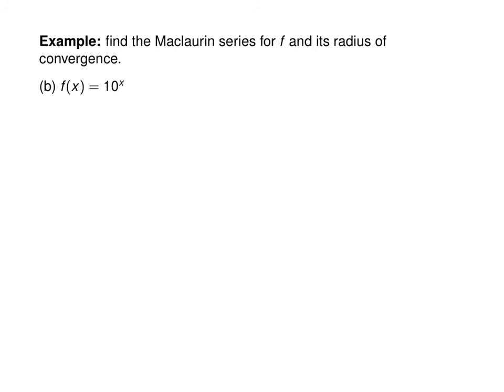Right, 10 to the x doesn't seem like something immediately obvious where we can work this out, but we have a formula for e to the x. There must be some way to make this work. So notice this: you can write 10 as e to the ln of 10, which is the same thing as e to the ln 10 times x.